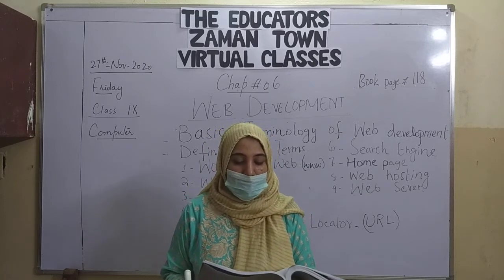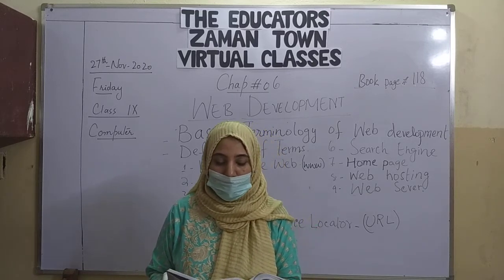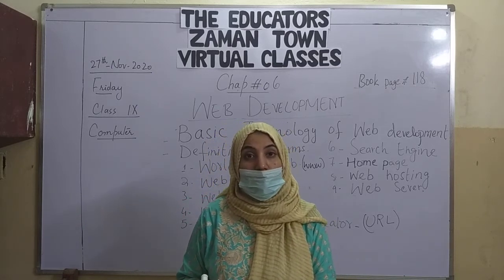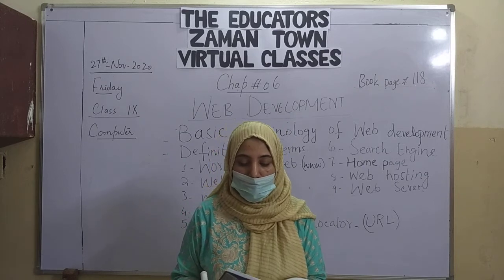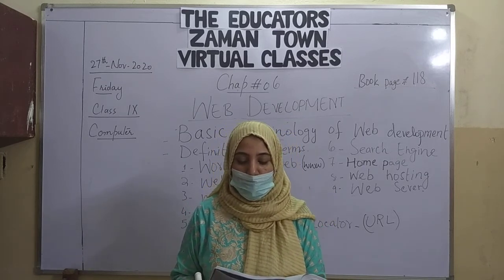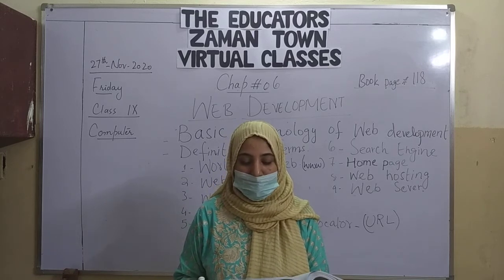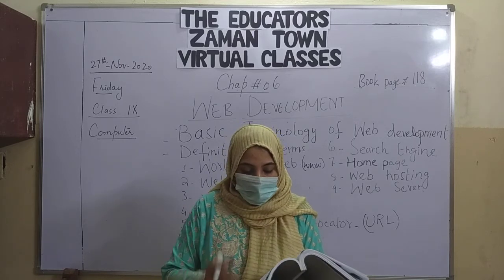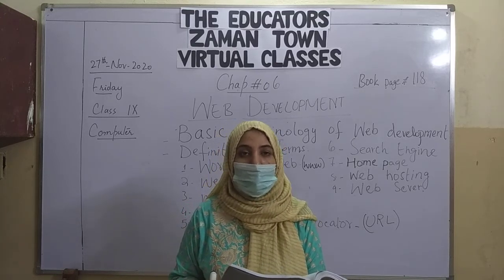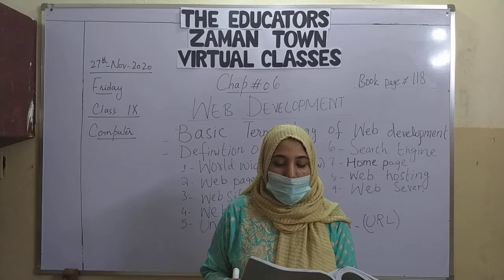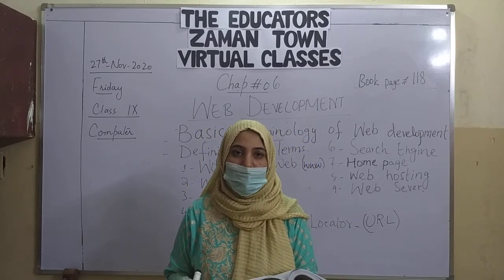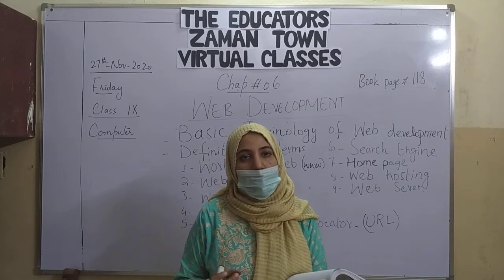Example, www.google.com. HTTP is used for searching the Google website. It includes the following two components: the protocol used to access the resource, HTTPS. The second one, the location of the server, www.google.com. So, the uniform resource locator uses these two components to search any website on the internet.